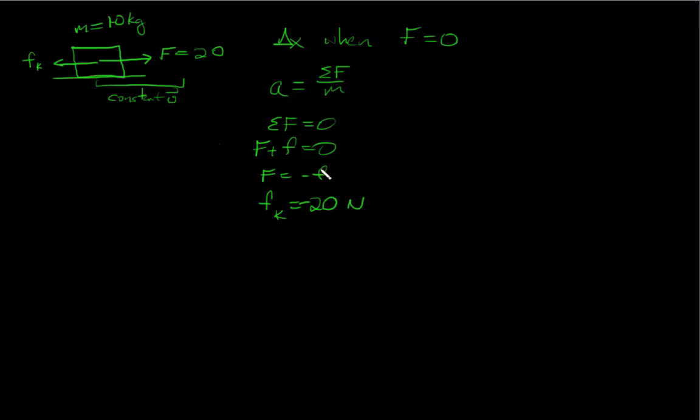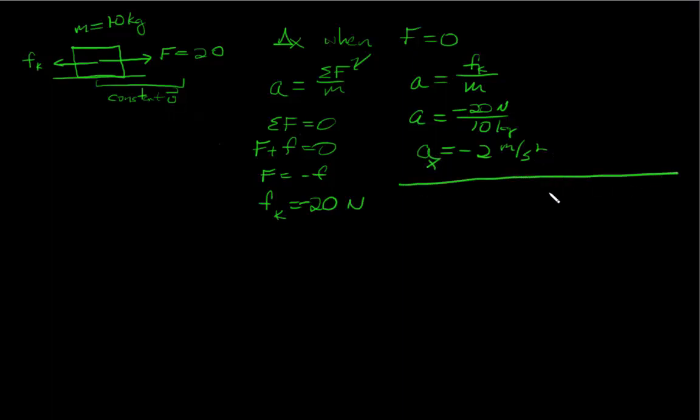Okay, so we remove this force. And so this is the only force that's left. So after we remove it, the net force is just the kinetic friction force divided by the mass. So the acceleration is going to be the negative 20 newtons divided by the mass of the object, which is 10 kilograms. So we get an acceleration of negative 2 meters per second squared. All right, so now we have the acceleration in the x direction.